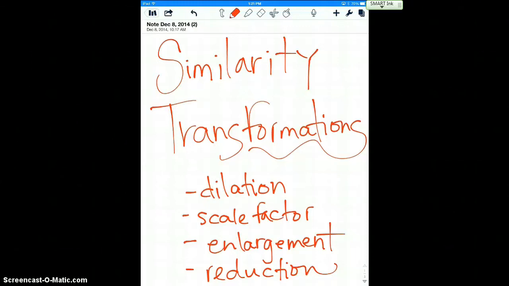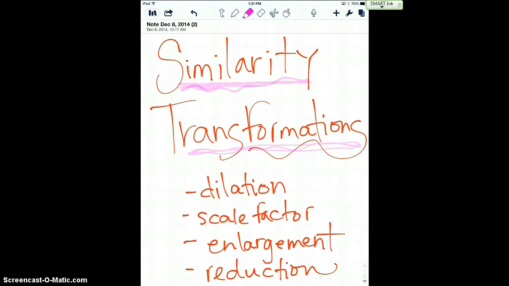Okay, so today we're going to start something a little different with our proportions and our ratios. And it's something to do with that similarity that we were talking about in class. And today in your math notebook, you're going to write in the date and you're going to write in similarity transformations. So that's what we're going to do.